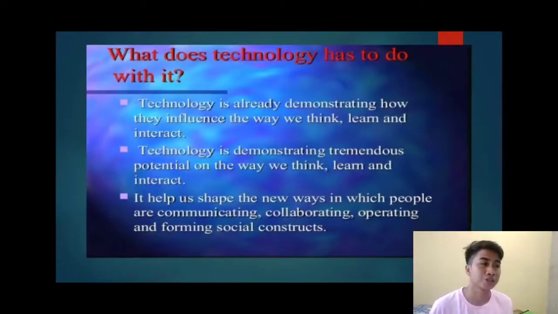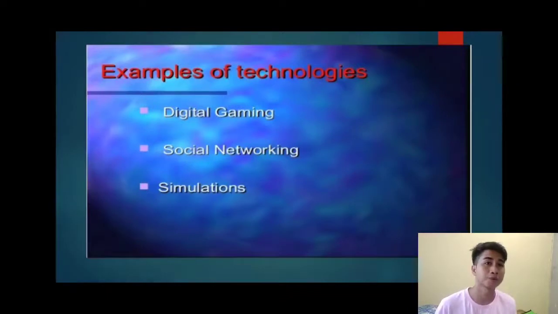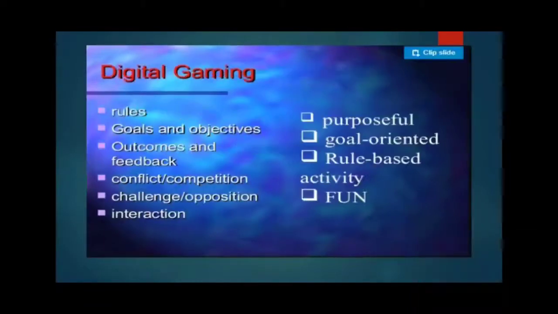What does technology have to do with it? Technology is already demonstrating its tremendous potential influence on the way we think, learn, and interact. It helps us shape the new ways in which people are communicating, collaborating, operating, and forming social constructs. Examples of technologies: digital gaming, social networking, and simulation.